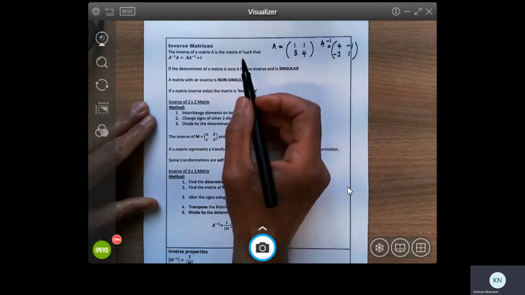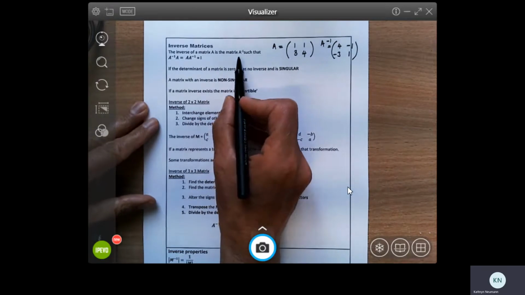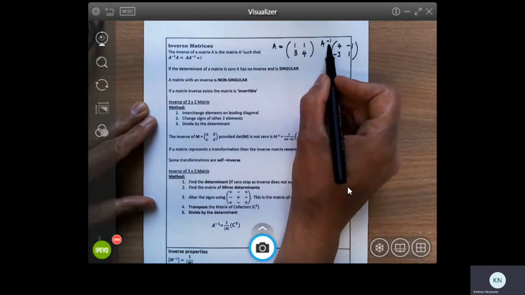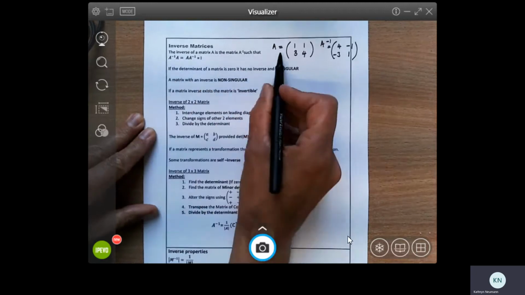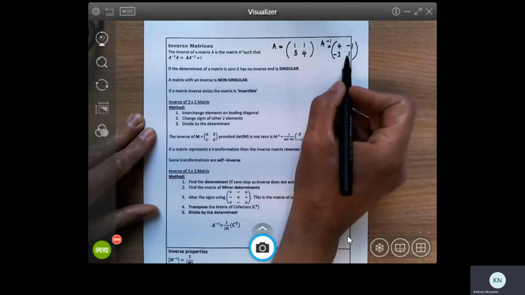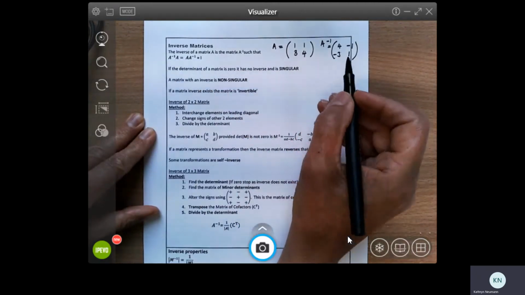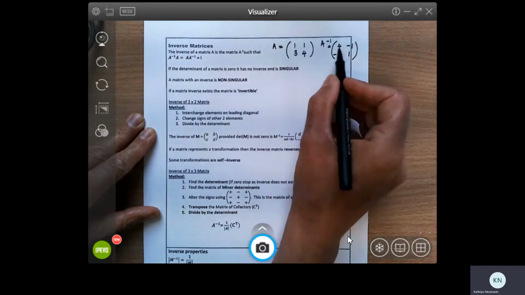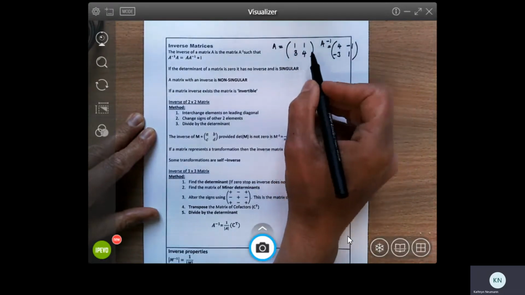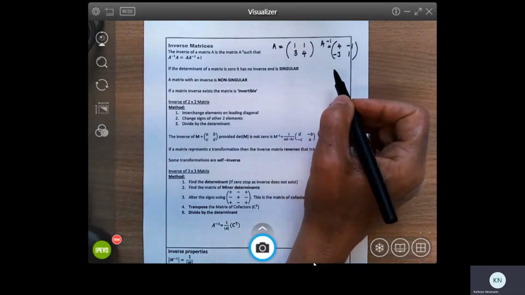The inverse of a matrix is defined as being a matrix A inverse, which we write like this, such that if we take A, the original matrix, and we take the inverse matrix and multiply them together, we get the identity matrix. So I've got a matrix here, and I've already worked out its inverse. Let's see what happens if we multiply them together.